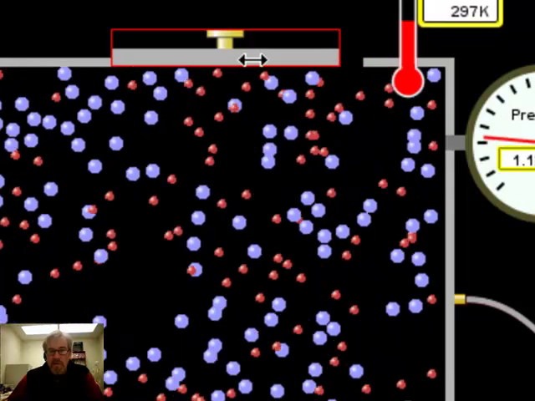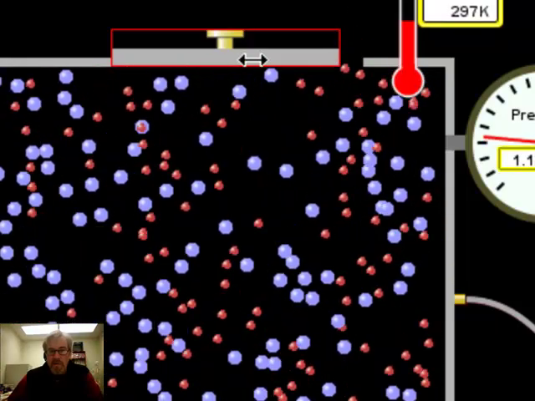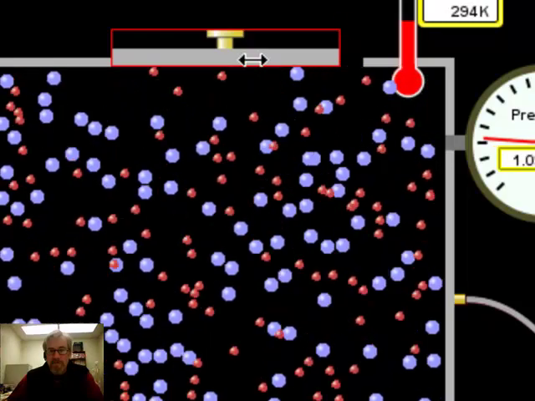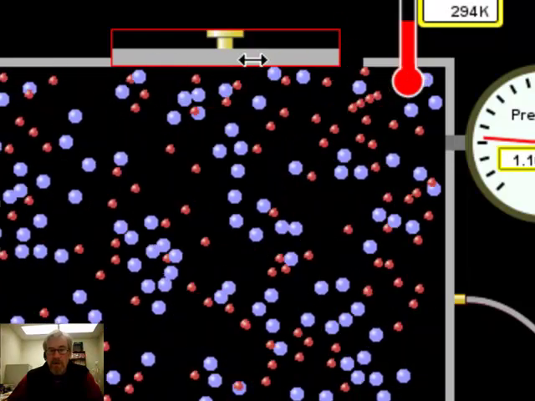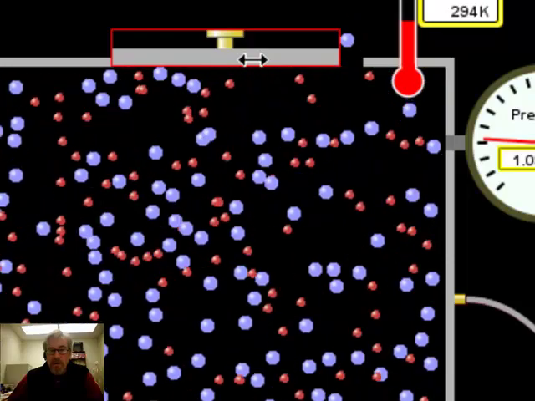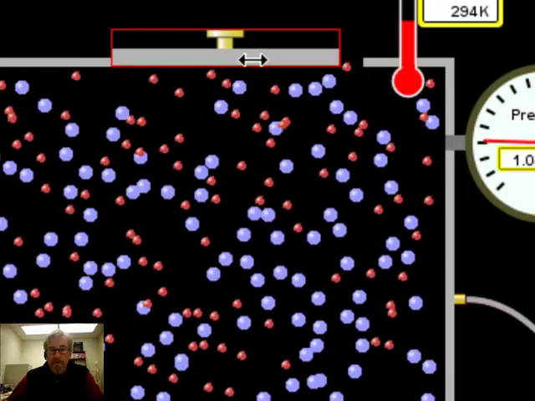Reds escape at a pretty high rate compared with blues because they're moving faster, and because they're colliding more often, they will collide with the hole more often. So I'm going to lose more reds than I will blues. The rate of diffusion is faster.